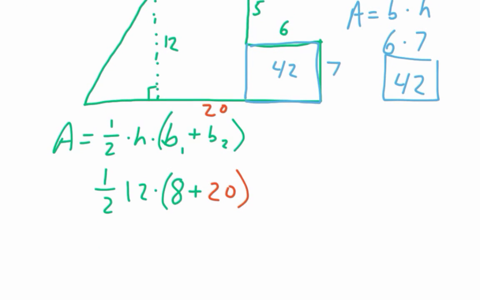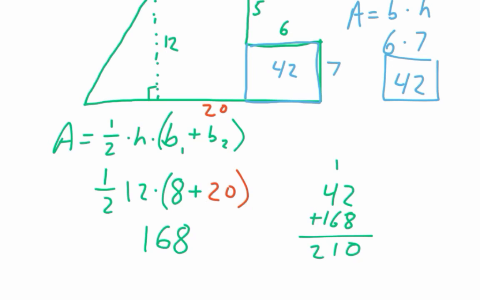So now we have 1/2 of 12 is 6. 6 times 28. Thank you for your help. So 168. And so if this bigger area is 168, we could do 42 plus 168. And so 210. So you had 2? Okay, nice. So 210.